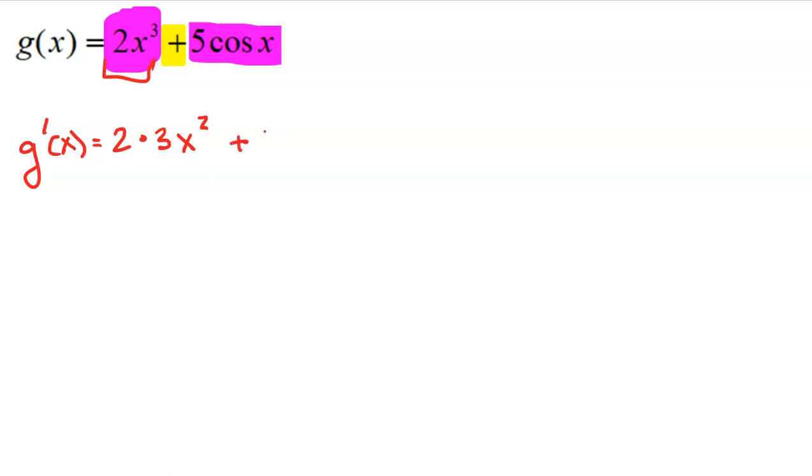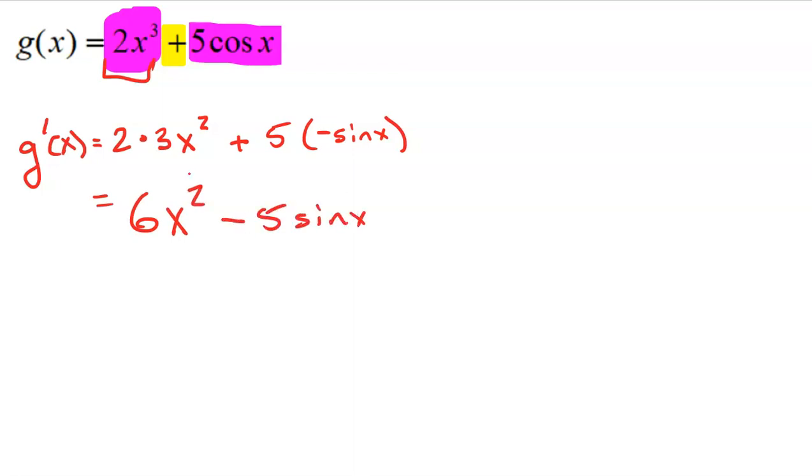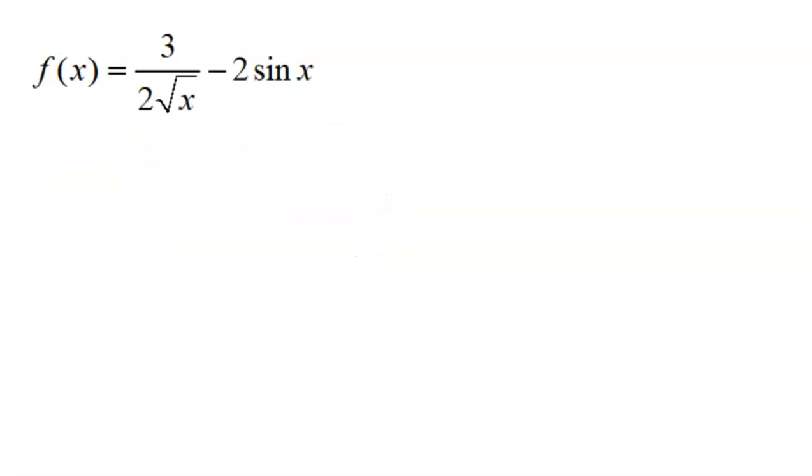Now add 5. 5 is just a constant multiplier. The derivative of cosine is negative sine of x. Don't forget that rule. All right, so I'm just going to clean this up. I got 2 times 3 is 6, x squared minus 5 times sine of x for my final answer for the derivative. Again, 5 times the negative sine made the negative 5 sine of x. Easy, easy, easy.